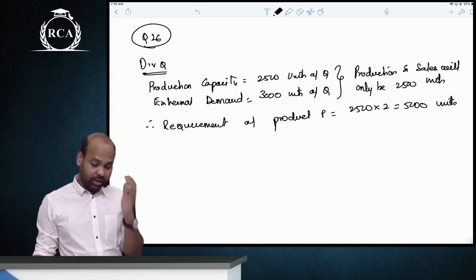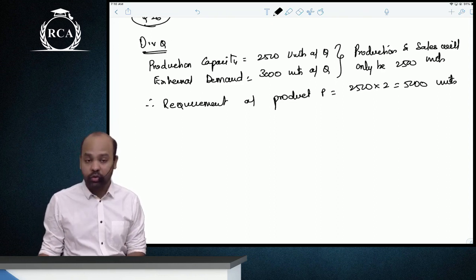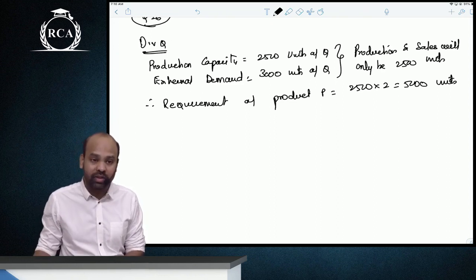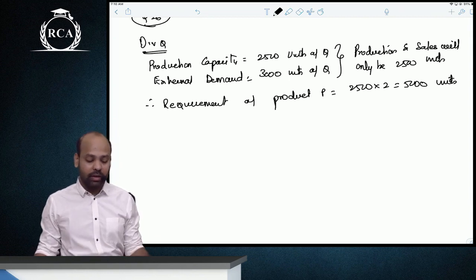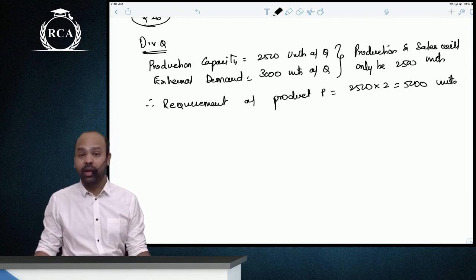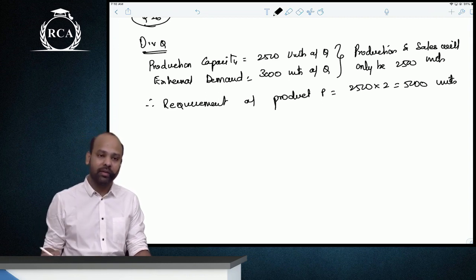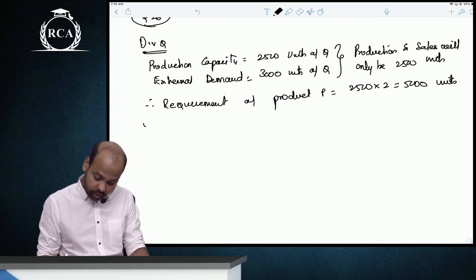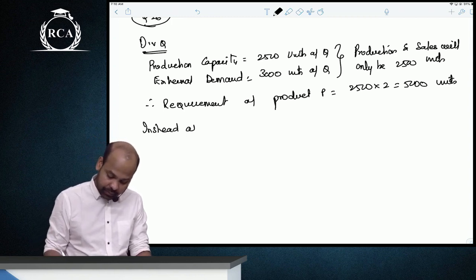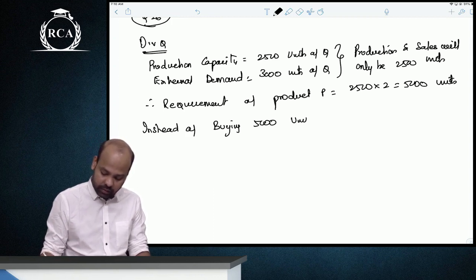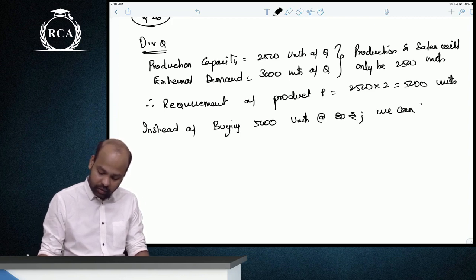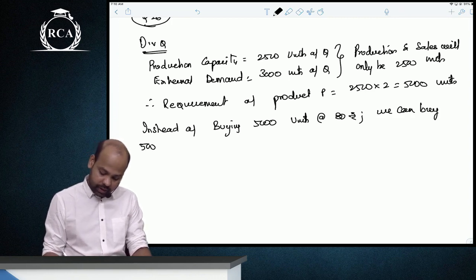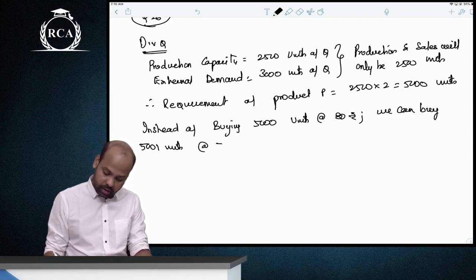Just to be clear, guys, remember if they buy the entire quantity of 5000 units from the external market, they will have to shell out only 70 rupees. Now, if you get a doubt that no, sir, if it is exactly 5000, they will have to pay 80 rupees and not 70 rupees. Let them buy 5001 units and throw that 1 unit. Far more cheaper. Now, instead of buying 5000 units at 80 rupees and paying 4 lakhs, we can buy 5001 units at 70 rupees.